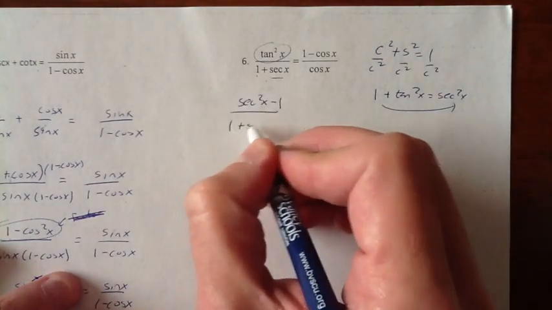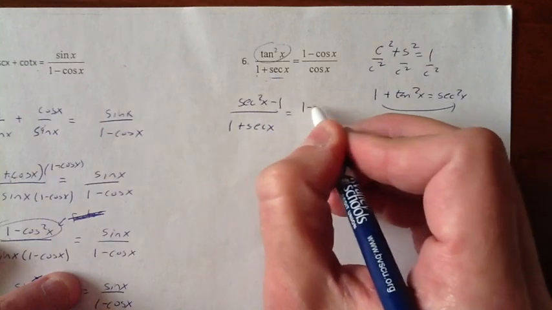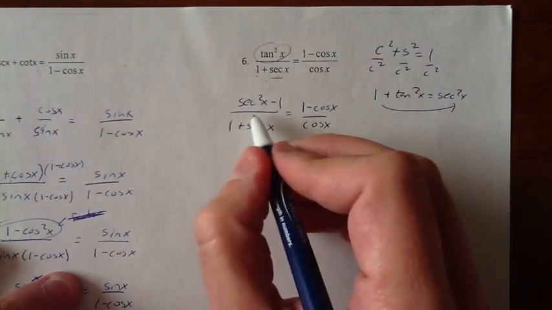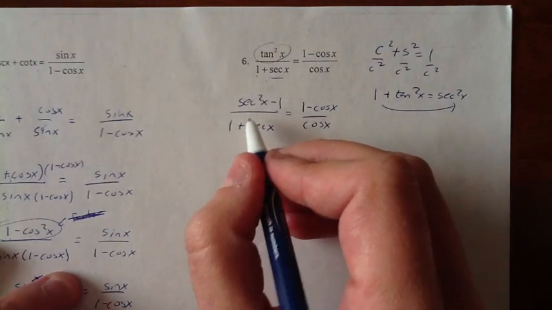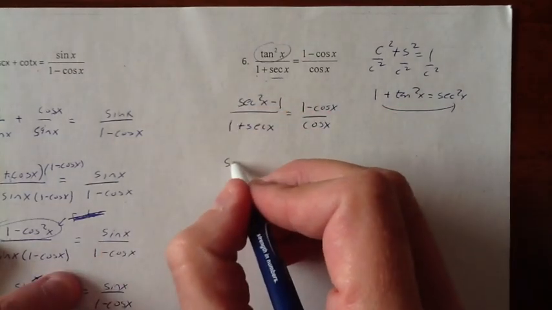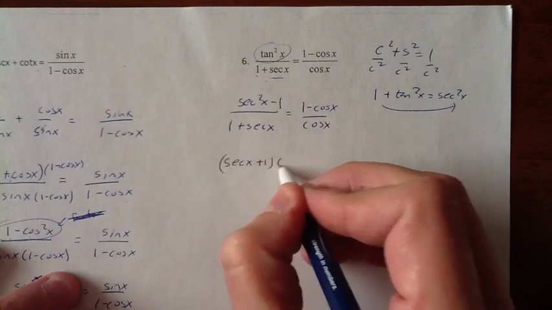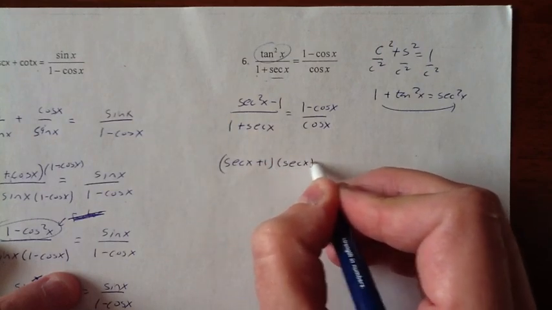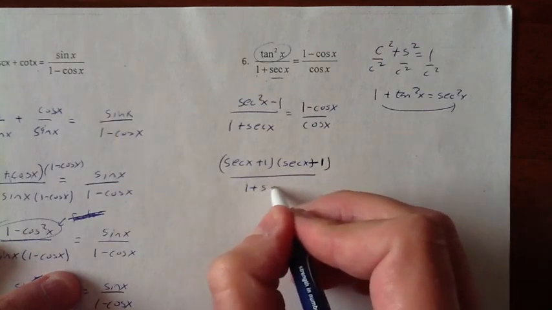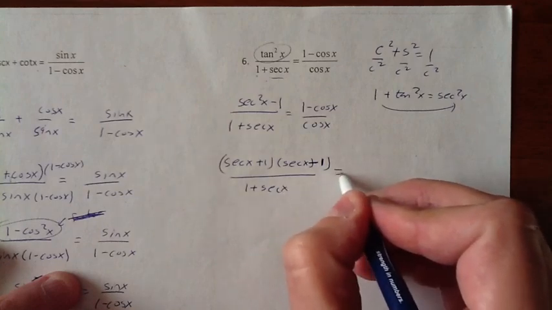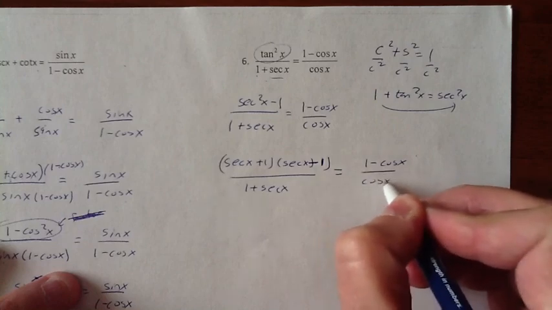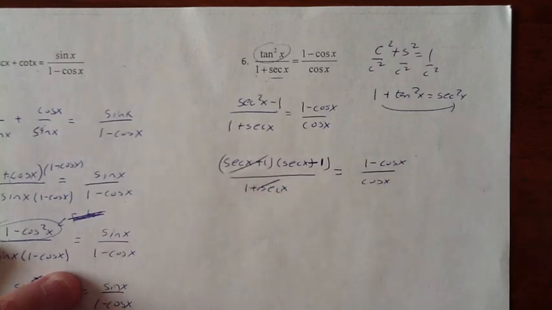Well, the whole rule here is just try something. These are not the only ways to do this. Some people do these much quicker than others. And the reason why I would do this is because now I can factor this top. If I factor the top, I get the secant of x plus 1, the secant of x minus 1, all over 1 plus the secant of x. And that's going to equal 1 minus the cosine of x over the cosine of x. And notice these cancel right here.